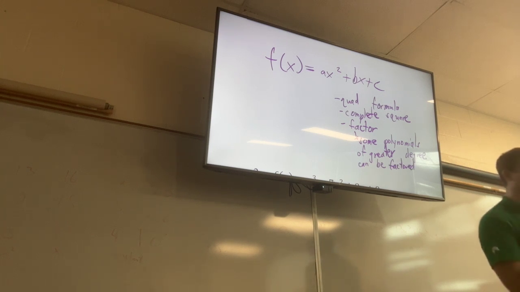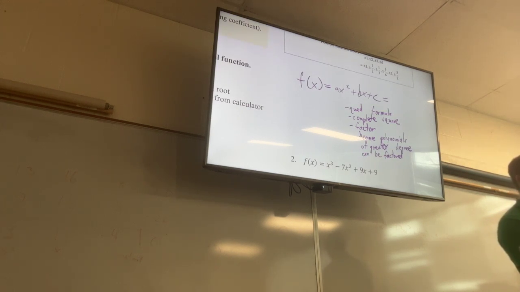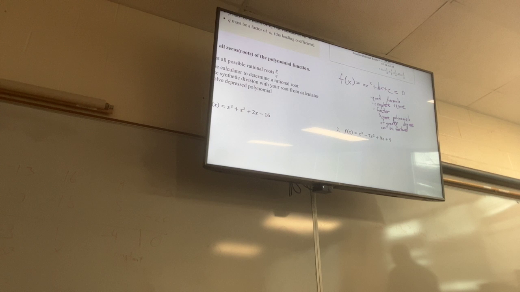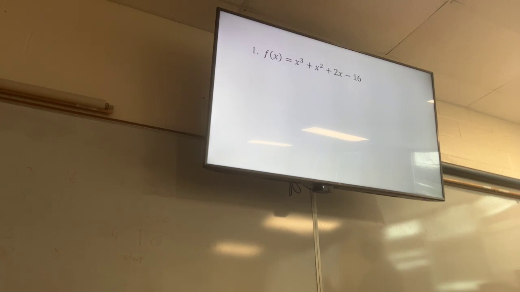Those are the 3 methods we've learned so far for finding the roots of a polynomial, setting the polynomial equal to 0 and solving for x. Unfortunately, some polynomials have a degree greater than 2, so we can't use the quadratic formula or completing the square, and some can't be factored. If you tried to factor this by grouping, you wouldn't be able to. You would fail. So we need a 4th method.